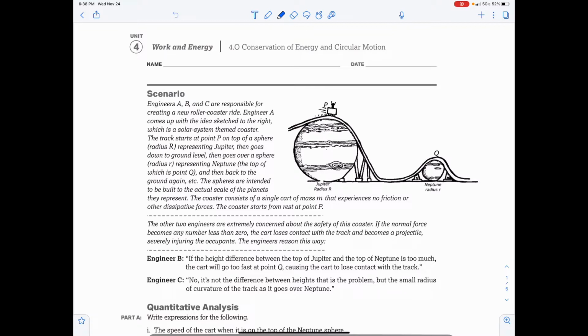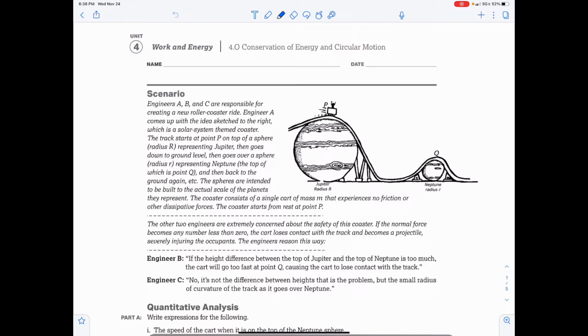Read the scenario along with me, please. Engineers A, B, and C are responsible for creating a new roller coaster ride. Engineer A comes up with an idea sketched to the right, which is a solar system themed coaster. The track starts at point P at the top of a sphere, radius R, representing Jupiter, and then goes down a level and then goes over a sphere, radius little r, representing Neptune, the top of which is point Q, and then back to the ground again. The spheres are intended to be built to the actual scale of the planets they represent.